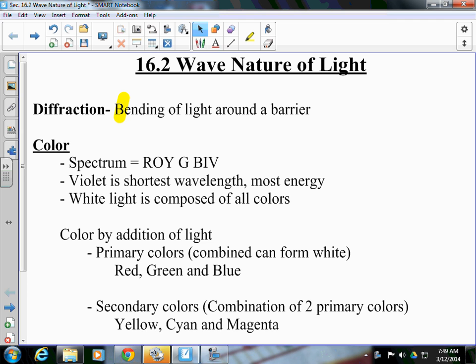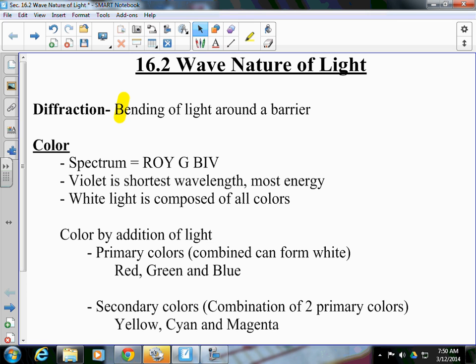Diffraction is the bending around a barrier. Remember, there are three ways in which any wave can move: reflection, refraction, diffraction. Diffraction is what we're going to focus on. And when we talk about the wave nature of light, we're going to focus on color. Now, we know the spectrum is ROY G. BIV. Violet is the shortest wavelength that has the most energy. Red is the longest wavelength, has the least amount of energy.